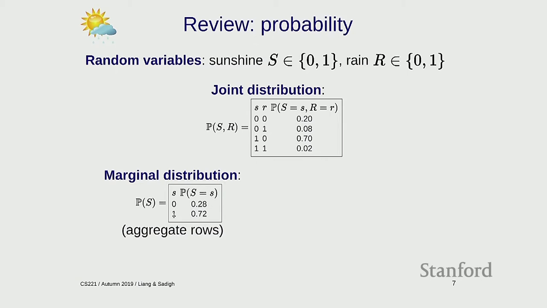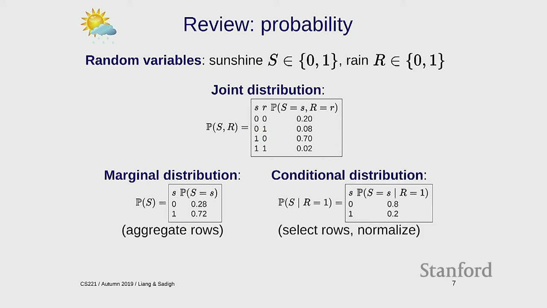And similarly for S equals 1, I look at all the rows that match S equals 1, which is the last two rows. And that gives me 0.72. Okay, so what I'm doing here is called marginalizing out R, because I don't care about R, I'm interested in the marginal distribution over S.